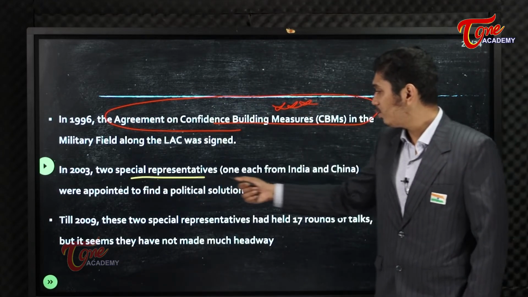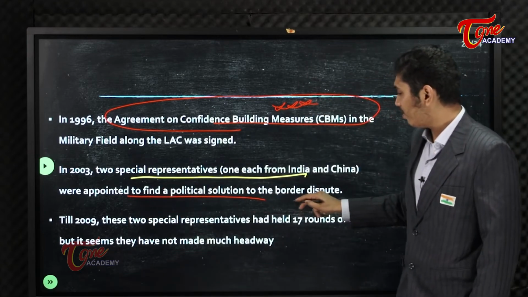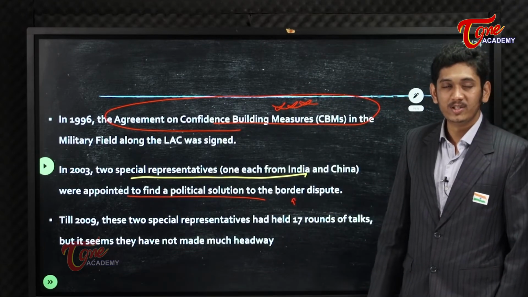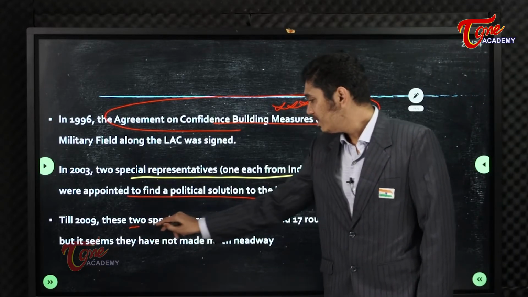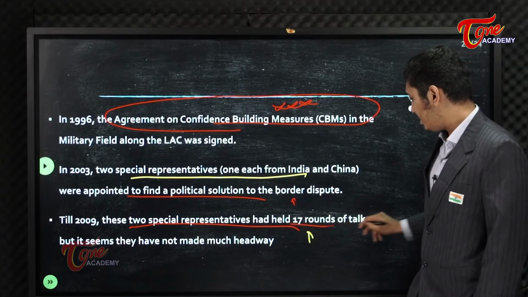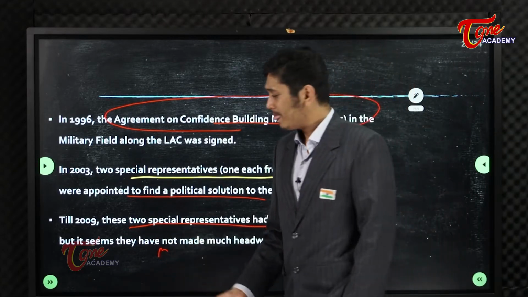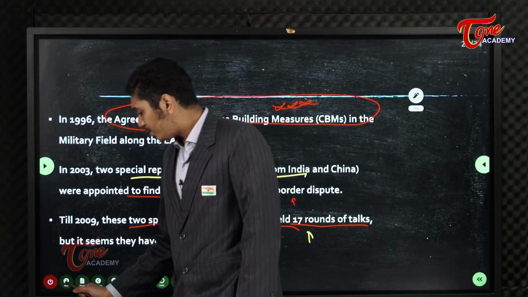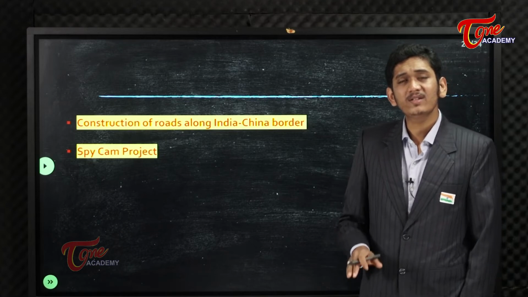In 2003, two special representatives, one each from India and China, were appointed to find a political solution to the border dispute. But even here, no answer happened. In 2009, these two special representatives had held 17 rounds of talks, but it seems they made nowhere. And even our Ajit Doval, the National Security Advisor, even he visited. But what is the major solution for us?